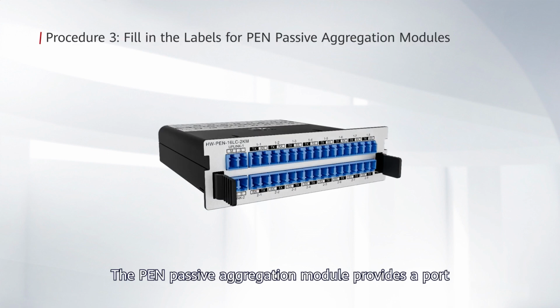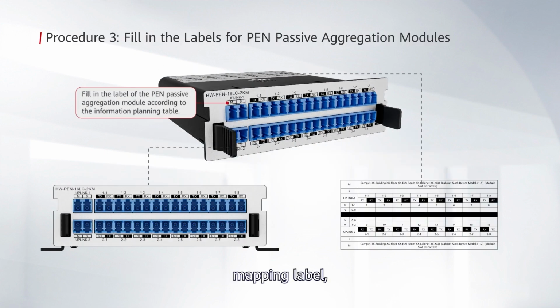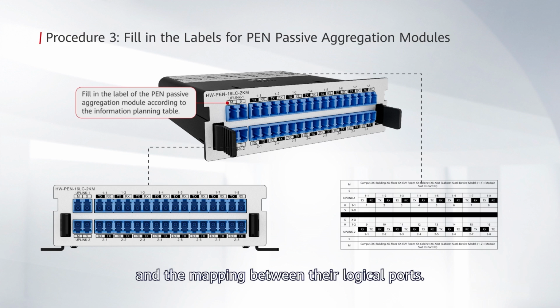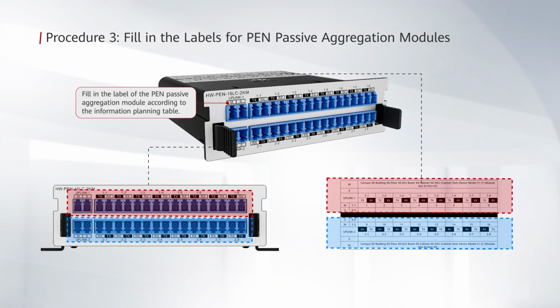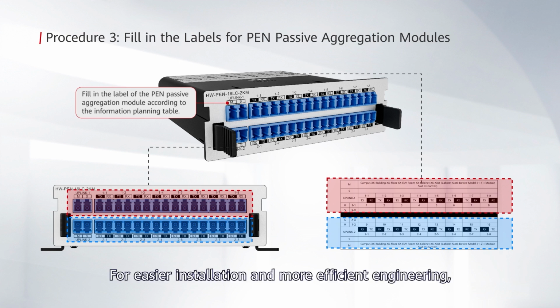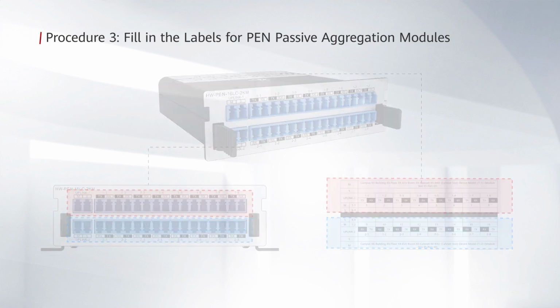The PAN passive aggregation module provides a port mapping label which records the installation positions of the master and standby central switches connected to the module and the mapping between their logical ports. After the information planning table is completed, the installation positions of related modules and port mapping are determined. For easier installation and more efficient engineering, you can label related modules in batches.